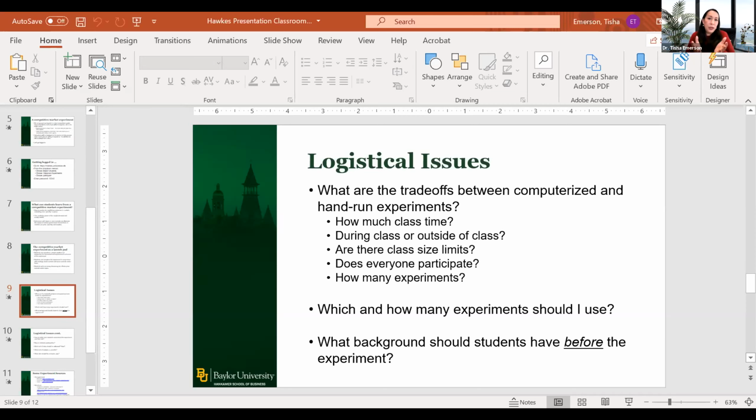So if you wanted to adopt this pedagogy, maybe say in your principles class, I would really suggest doing somewhere between 5 and 7. I usually do 6 or 7 experiments. Which and how many experiments should you use? So which ones? I think you want to pick topics that students have a little bit more difficulty with, but also that have really good experiments for those.